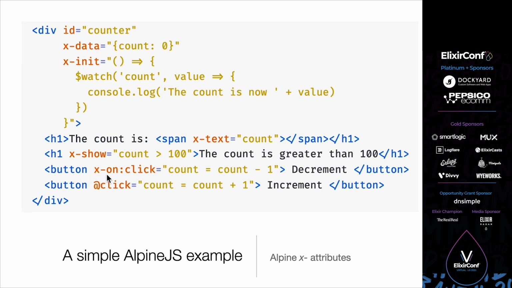x-on is used for creating event handlers. So here we're creating a click event handler, and when this decrement button is clicked, we will decrement the count. And @click is an alternate syntax for creating event listeners. So where you see that, it's the same as x-on, and here we're just incrementing the count.